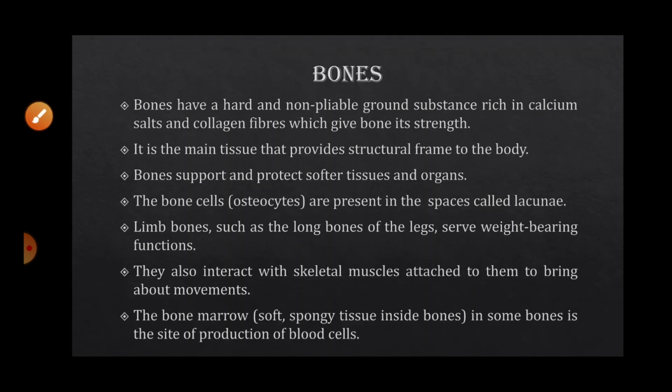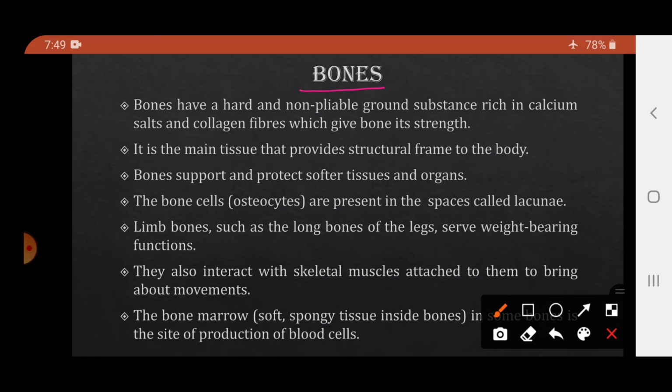Now students, the next type of skeleton tissue is the bones. Bones have a hard and non-pliable ground substance, whereas cartilage was soft and pliable. It is rich in calcium salts and collagen fibers, which give the bones their strength. The difference between bone and cartilage is that bones are much stronger, because their matrix has calcium salts and a large number of collagen fibers.